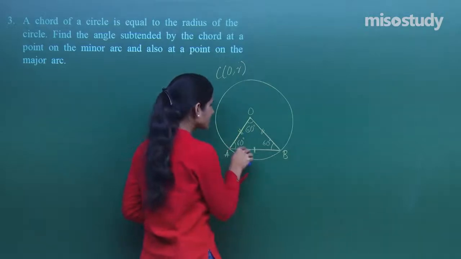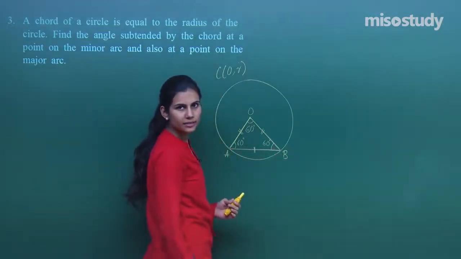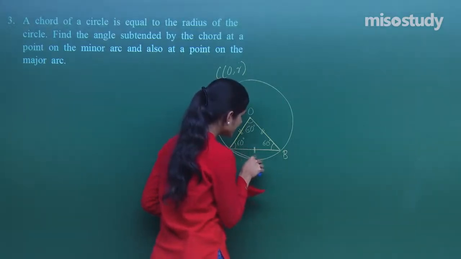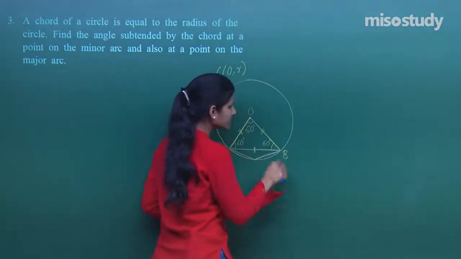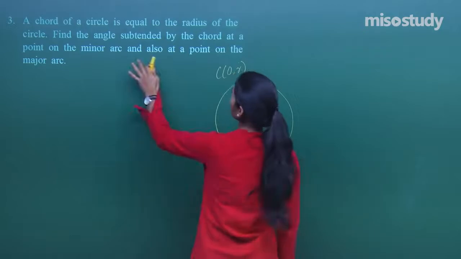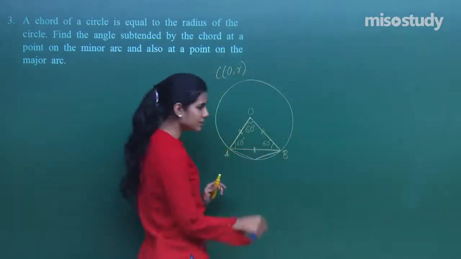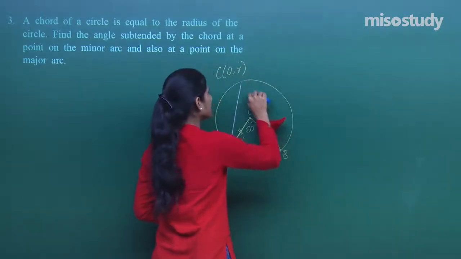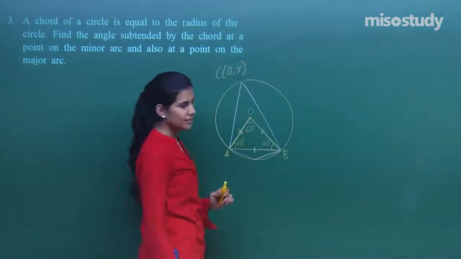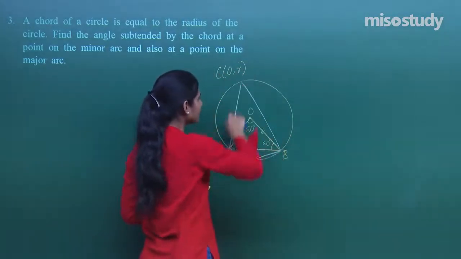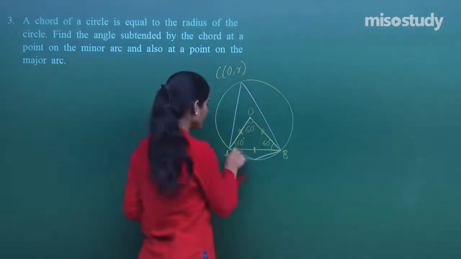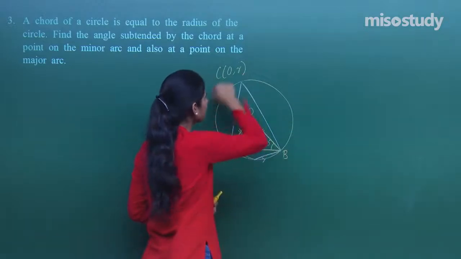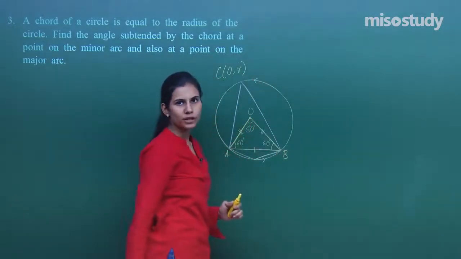I am saying this chord is actually subtending, say this angle in the minor sector, or here it is written corresponding to the minor arc, and I have this angle say which is being subtended by the chord corresponding to the major arc. Because if AB is the chord, then AB arc is the minor arc and BA arc is the major arc corresponding to this chord.